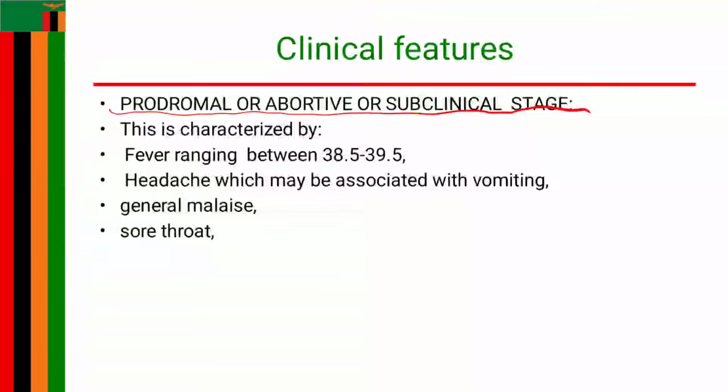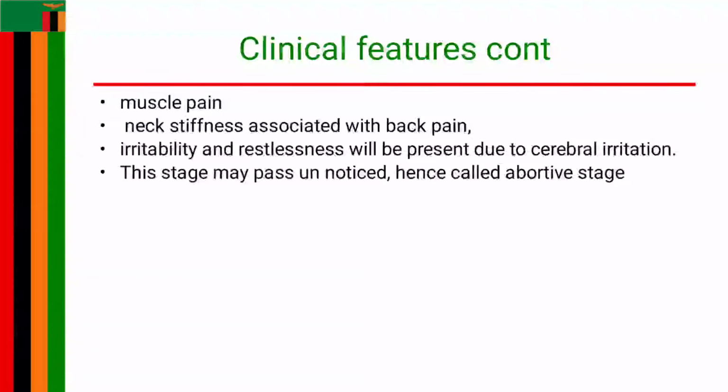This is where we see symptoms such as fever, headache associated with vomiting, generalized body malaise, as well as sore throat. Among other symptoms seen on this first stage are muscle pain, neck stiffness, and of course restlessness, and many others. So these are the symptoms seen on the prodromal stage, also known as the abortive stage.